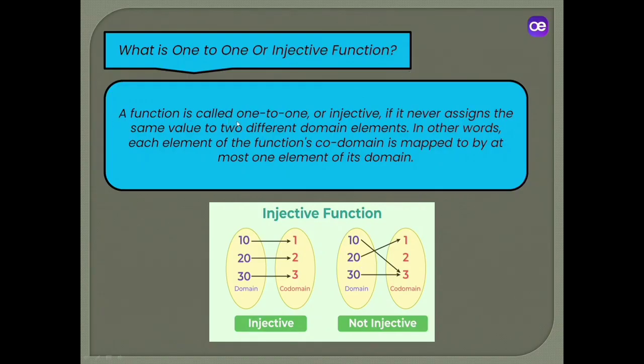A function is called one-to-one or injective if it never assigns the same value to two different domain elements. In other words, each element of the function's codomain is mapped to by at most one element of its domain. Okay, let me explain this injective function more simply.